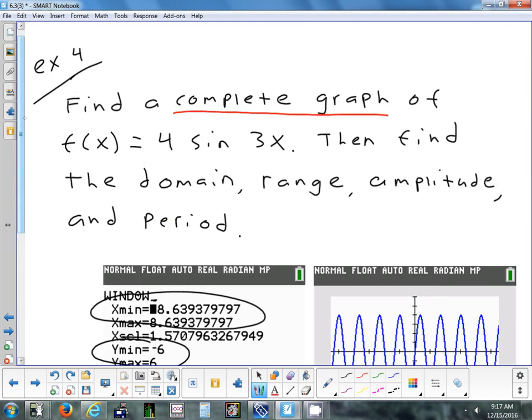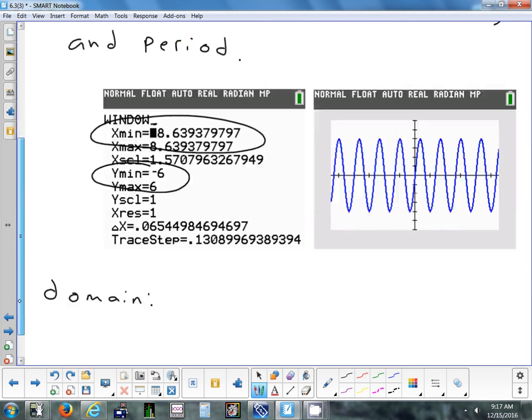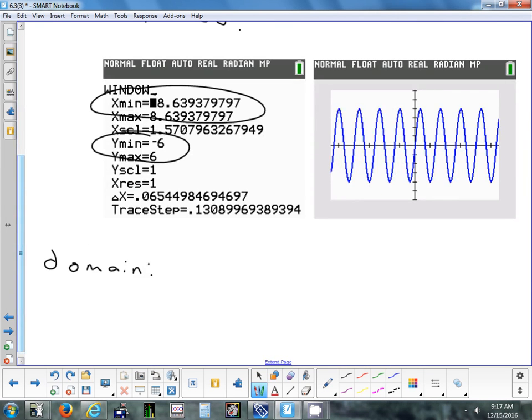You can take any number you want and triple it, and then take the sine of that number. Sine is a continuous function. There's no asymptotes you have to worry about. So the domain for every single sine function is all real numbers.